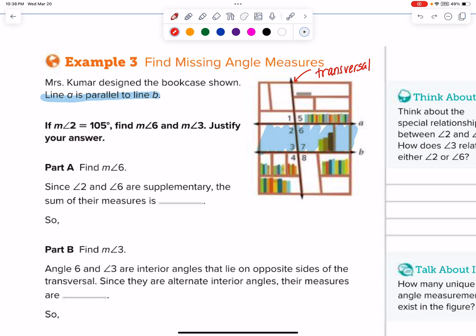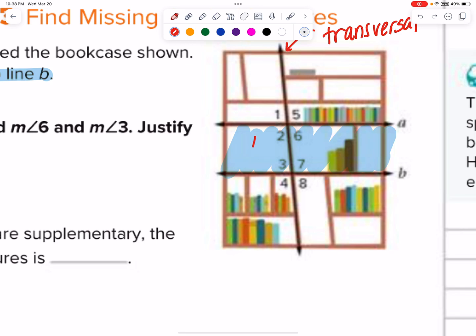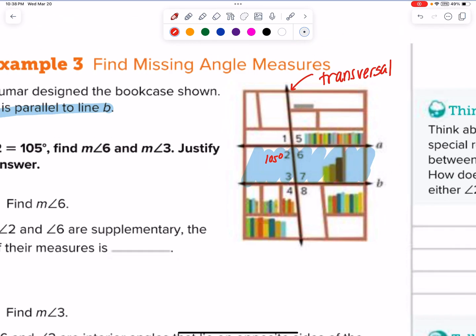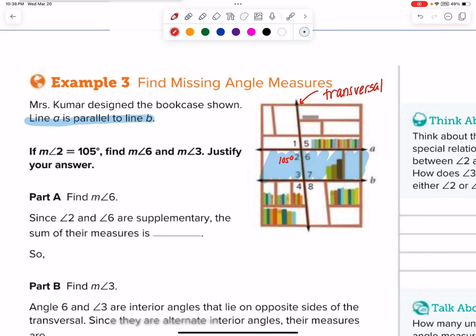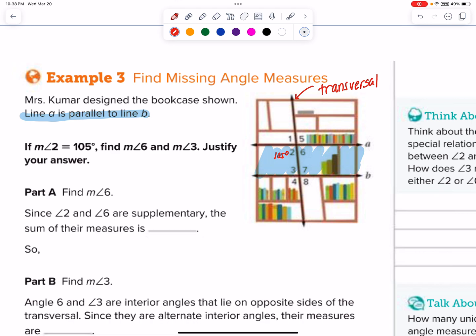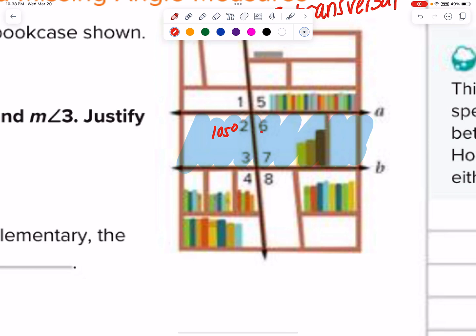All right, so if the measurement of angle 2 is 105, definitely I want you to be labeling it, okay? Find the measurement of angle 6 and the measurement of angle 3, okay? So we have to find 6 and 3, okay? So let's go ahead and figure some things out here.